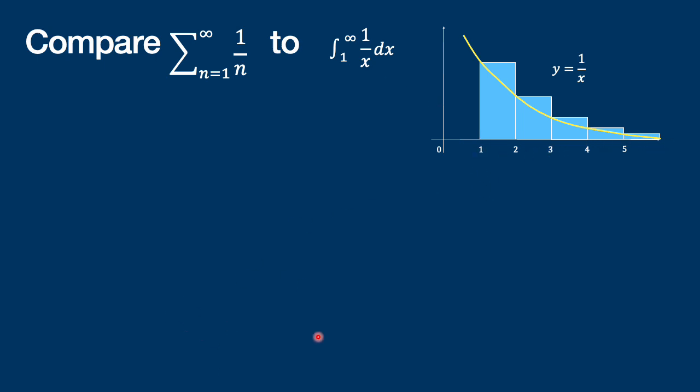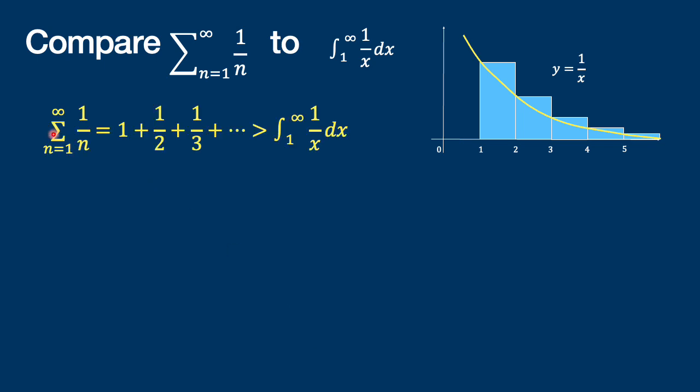Now, let's write it. The summation from n equals 1 to infinity of 1 over n represents the total area of the rectangles. This one right here is the area below the curve. Which one is bigger? The rectangles are above the curve, so the left side is bigger than the right side.